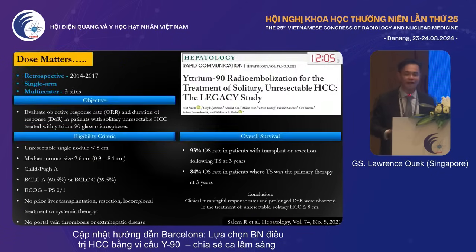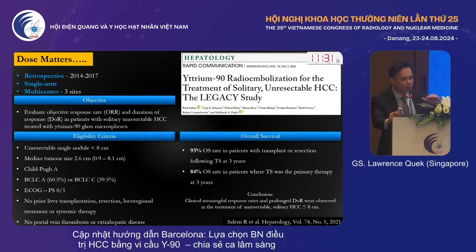And this is on the back of the LEGACY trial. The LEGACY trial had a significant impact on the new BCLC guidelines with this retrospective study that they've done. It's a multi-site study between 2014 to 2017. And basically, they wanted to evaluate the objective response rate and duration of response in patients with solitary unresectable HCC treated with Y-90 glass microspheres. So you're looking at lesions less than 8 centimeter that are unresectable. However, in the study, bear in mind the median tumor size is 2.6 centimeter.